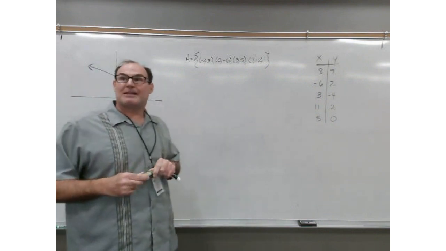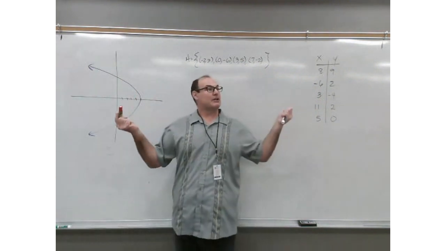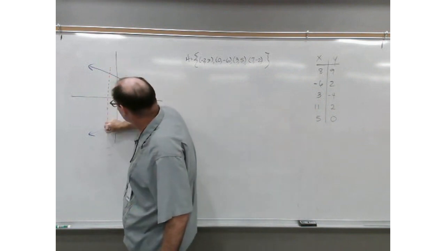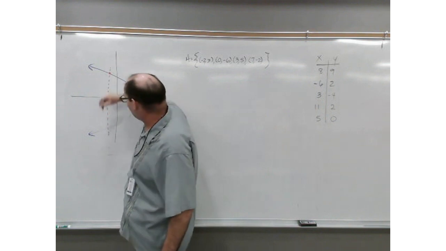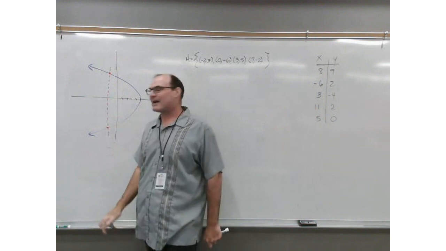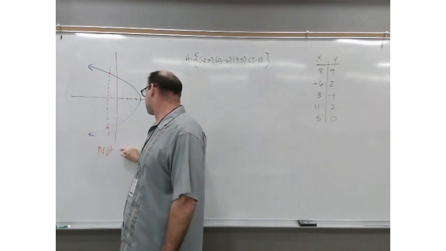All right, so the parabola laying on its side, function or not a function? Perfect. I'm sure all of you have seen, oh, look at that vertical line. That means that x value hits two different y values, so that's why it is not a function.